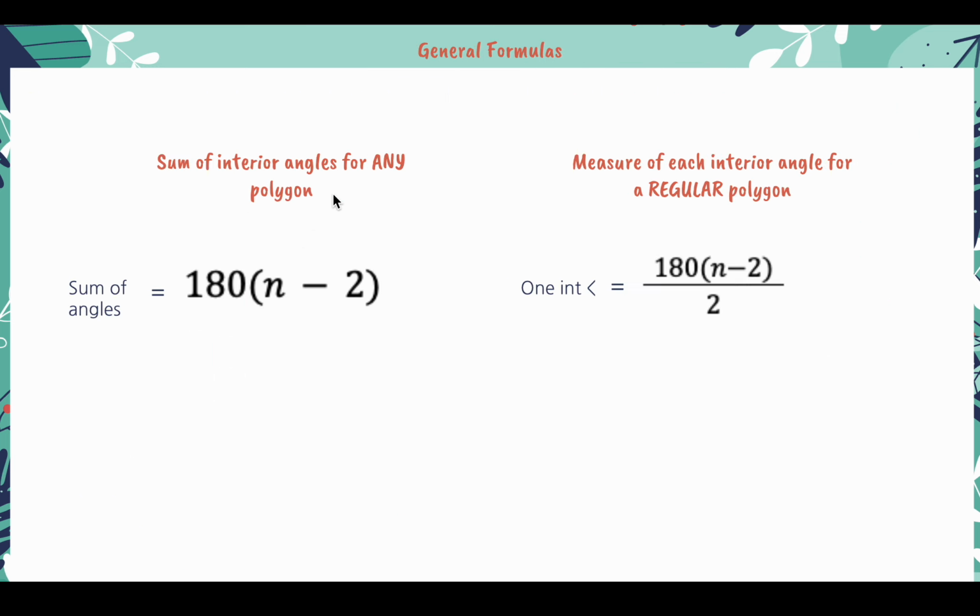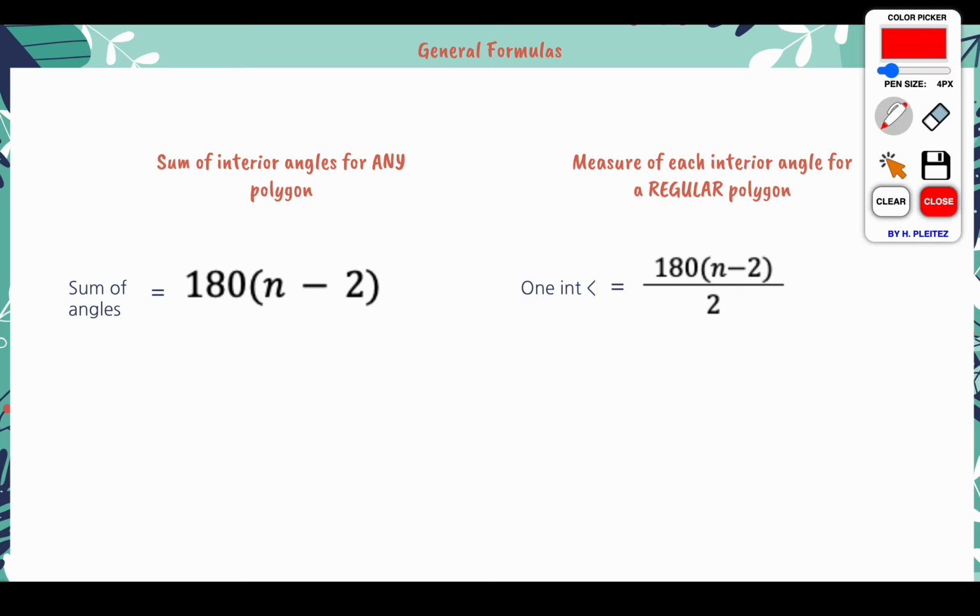So these are the two formulas that we use. Remember, n minus 2 was the number of triangles that were created from our figure. And then we just multiplied that by 180. So the sum of interior angles for any polygon is: sum of angles equals 180 times n minus 2.